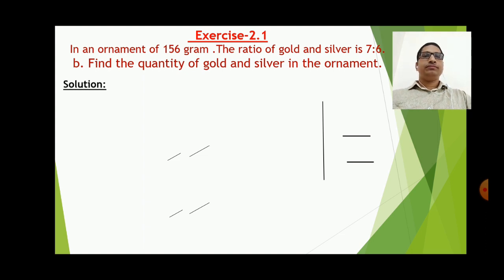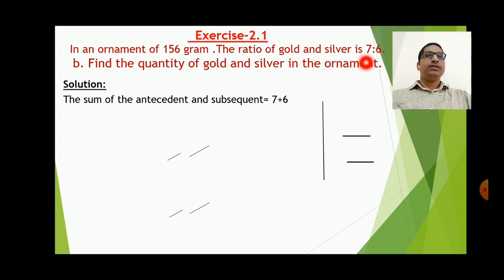Solution: the sum of the antecedent and subsequent is 7 plus 6. Here in this ratio, the antecedent is 7 and the subsequent is 6. Now we will add 7 and 6. If we add 7 and 6, then it will be 13.